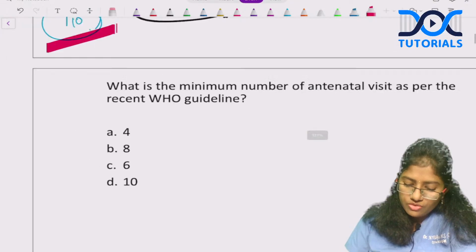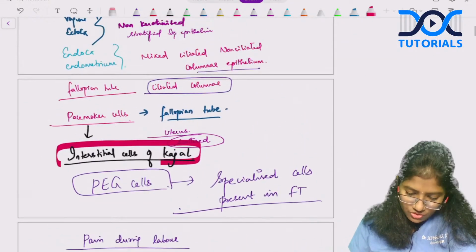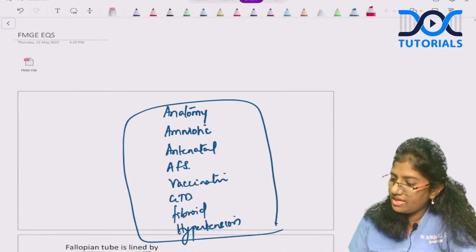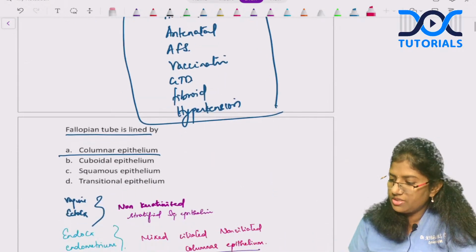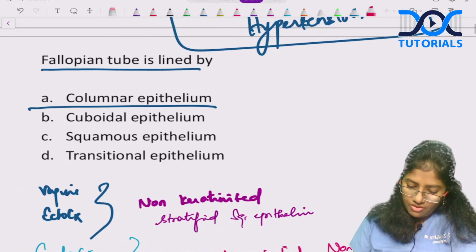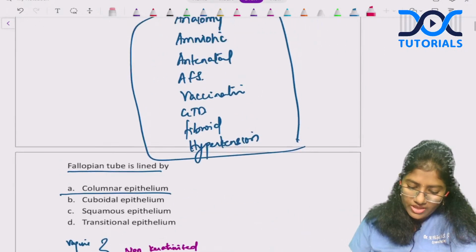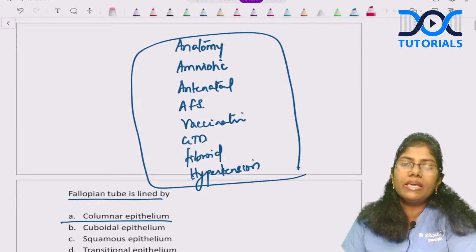So let's move on to the next question here. So what is the answer for this question? Fallopian tube is lined by columnar epithelium. Okay, fine. Next we have one important question from antenatal care.